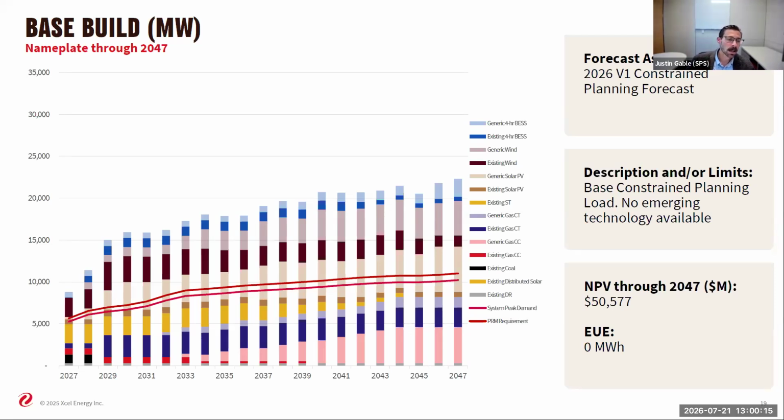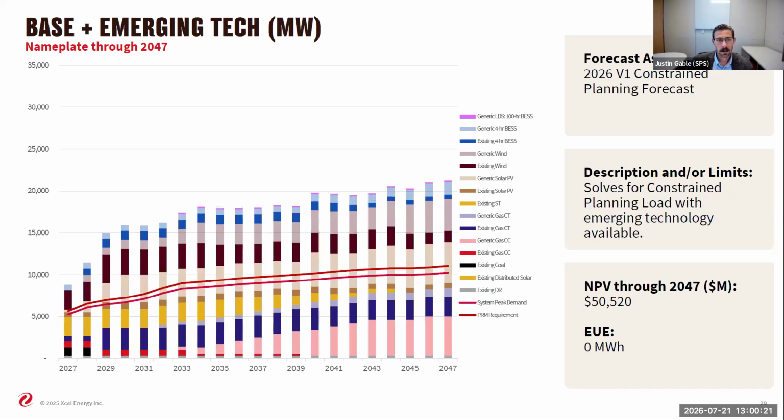And in this base build, we did not allow emerging tech in the scenarios. Now, if you jump to the next slide, you can see we did allow emerging tech. And when we allowed emerging tech, we ended up with a cheaper portfolio. And we also see the build change slightly and also include long duration storage. And that's that pink sliver at the top.